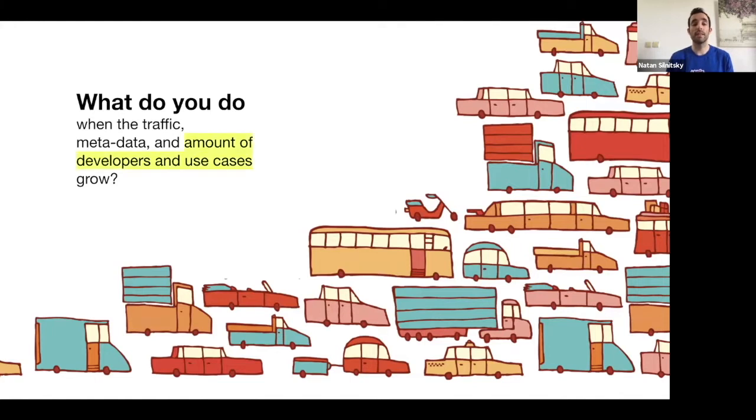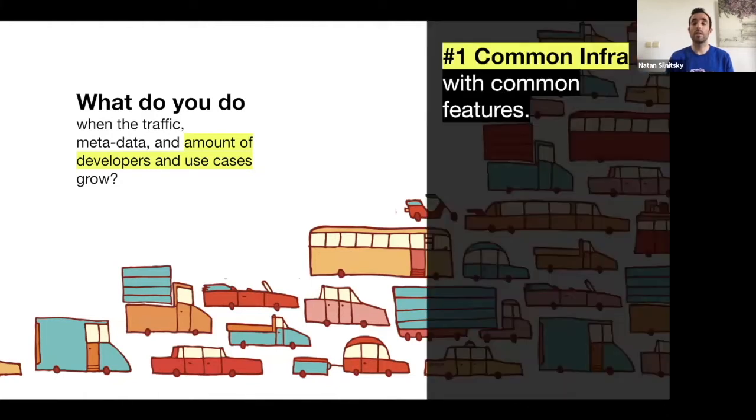The first lesson is about dealing with the amount of developers and use cases. The number one lesson is common infrastructure with common features, because you want developers to have easy onboarding for using Kafka, and to have as many common features that all of them or some of them need already out there, so they don't need to create them themselves. So you have better development velocity.